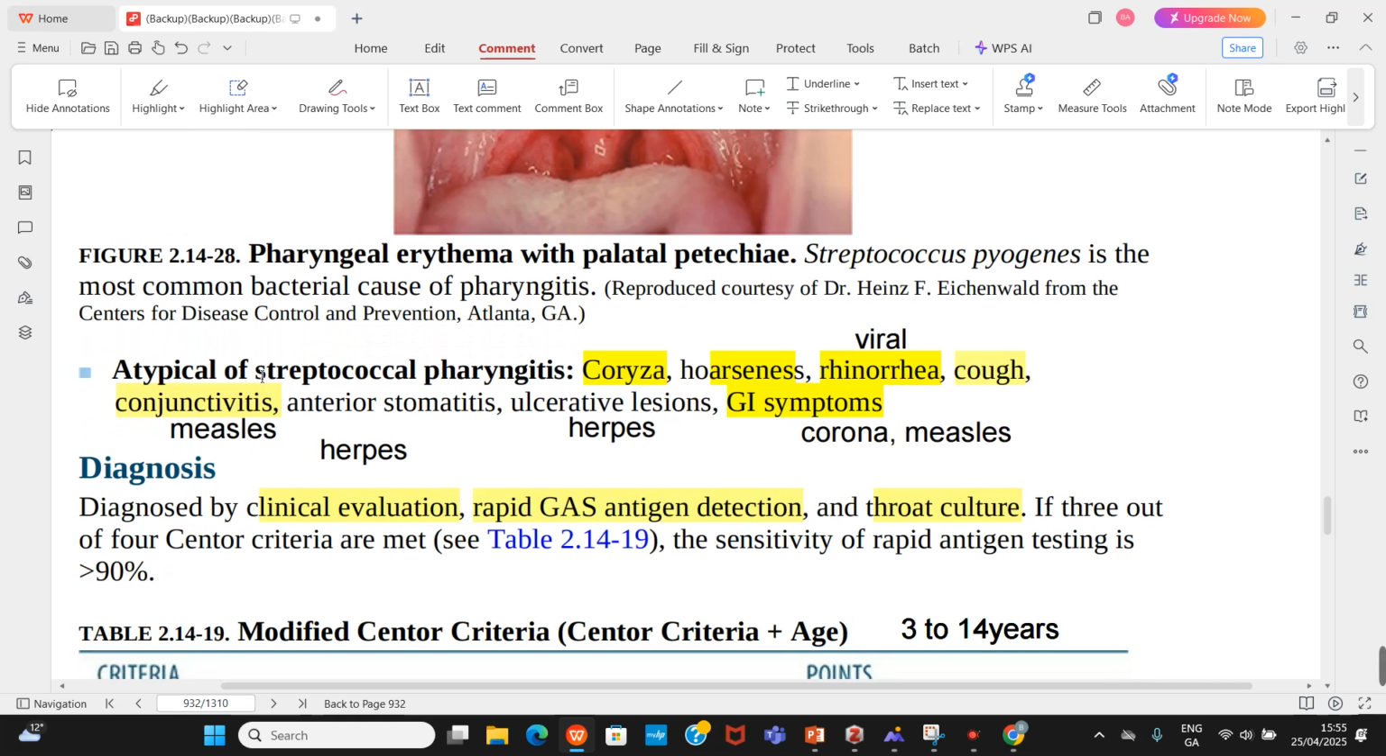But what are the factors that are not supportive for streptococcal pharyngitis? That is, it is likely that the symptoms are coming from other things. Once you see coryza, somebody having runny nose and all those things, hoarseness of voice, rhinorrhea, think about viral problems. Cough: Strep pyogenes doesn't cause cough. Once you see cough, think about something else. Conjunctivitis, think about measles. Stomatitis, think about herpes. Ulcerative lesions, think about herpes. GI problems, think about other things. It could be Legionella, it could be measles, corona, and the likes.